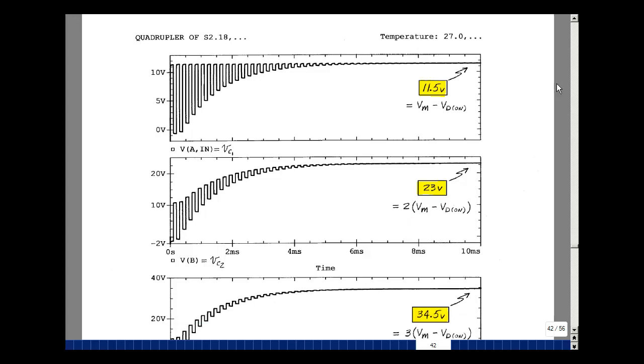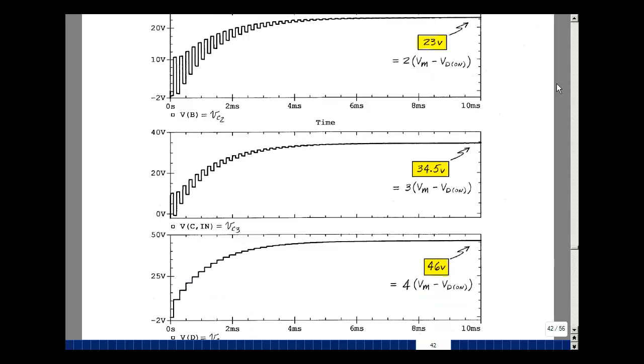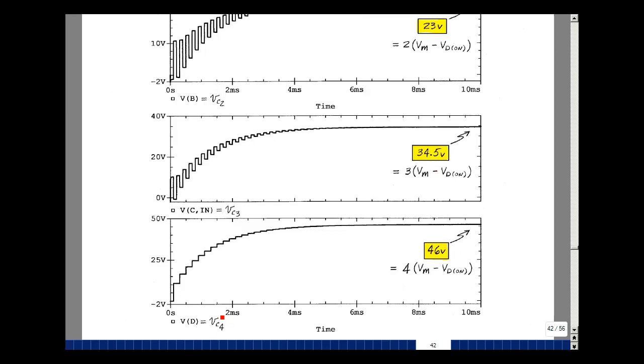Then the capacitor C3 is between nodes C and IN on page 39, and you can see it's approaching 34.5 volts. And if you take 12 volts minus 0.5 and multiply that by 3, that's 34.5. And then lastly, the voltage at node D is the voltage across the capacitor C4. And we'd seen before that that approached 46 volts, and that should be approaching 4 times the quantity Vmax minus VD on. 12 minus 0.5 times 4 is 46. And this is supplemental problem 219.